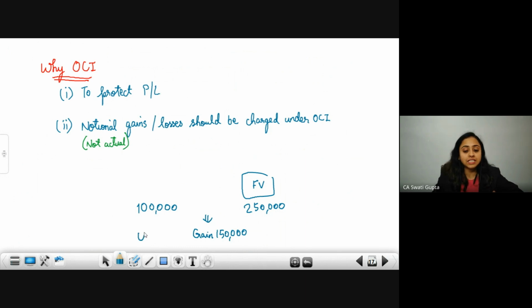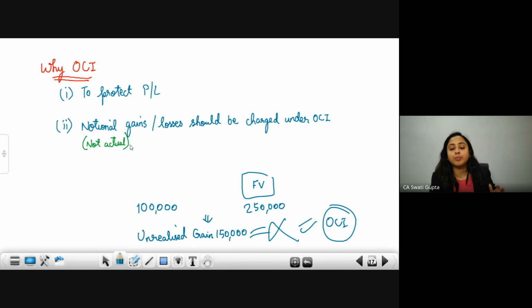This is an unrealized gain. Please understand, this is not an actual gain. This is just a gain due to fair valuation. This is not a regular, normal, genuine, actual gain. So it says that please do not record this in PL. Instead, please charge it to your OCI. Got it? Why OCI? OCI is to protect your PL from unnecessary adjustments, from unreal adjustments. It says that all the notional gains and losses should be charged under OCI.